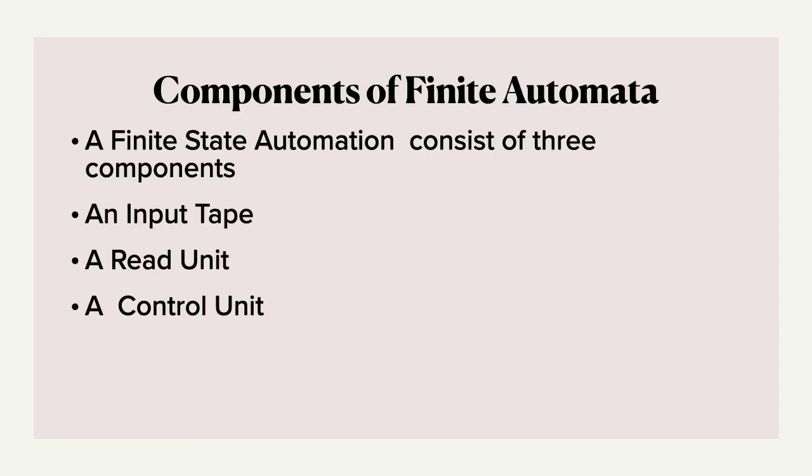So what components do we need for the finite automata? We need three important major components. Number one, your input tape. Number two, your read unit, and number three is your control unit. Always keep in mind that we need these three main components for any finite automata.